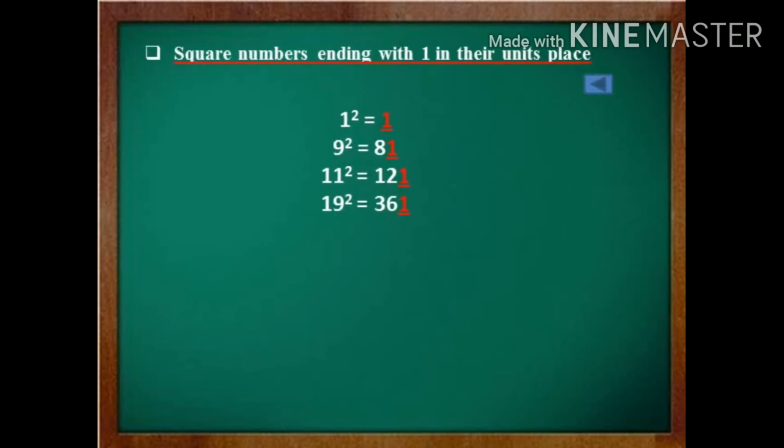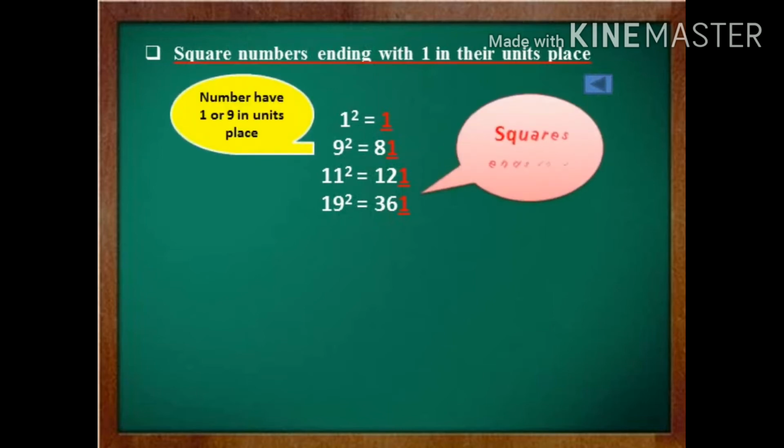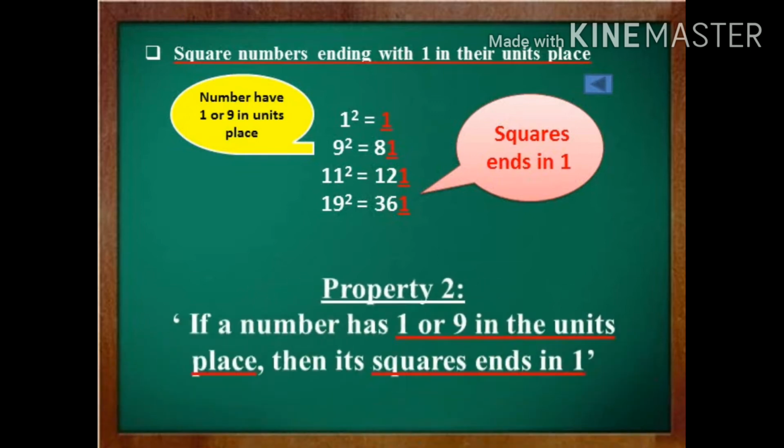Square numbers ending with 1 in their units place. The numbers that have 1 or 9 in their units place, their squares will always end in 1. This is property 2. If a number has 1 or 9 in the units place, then its square ends in 1.